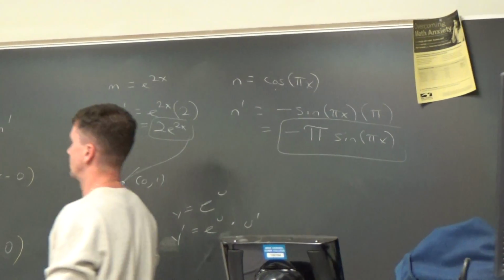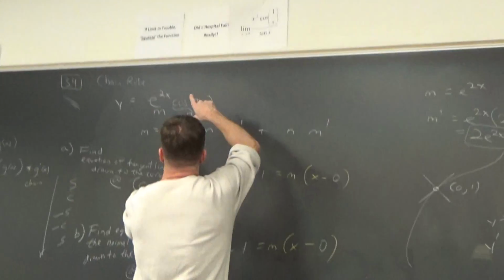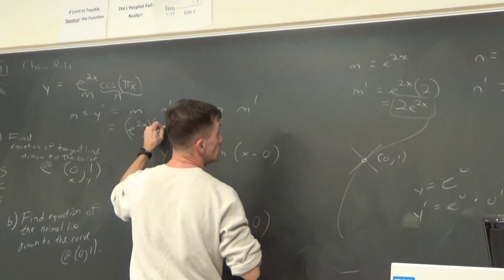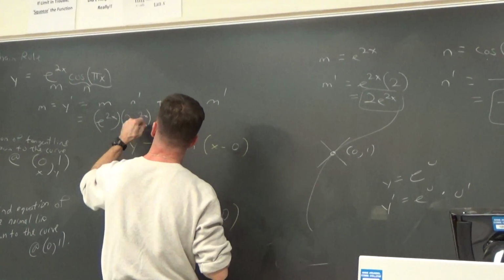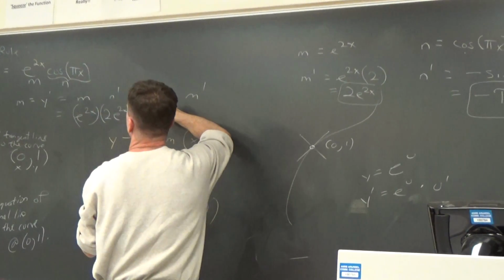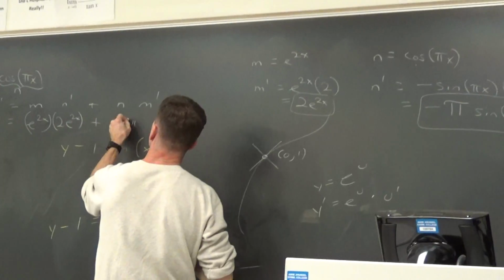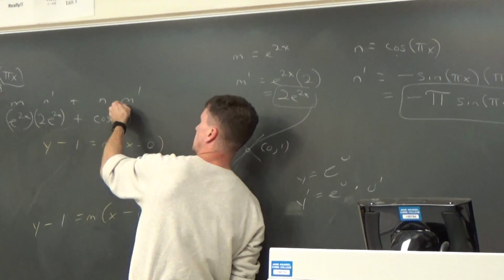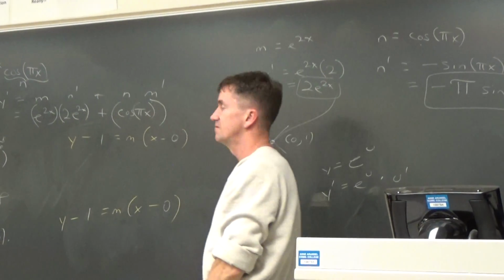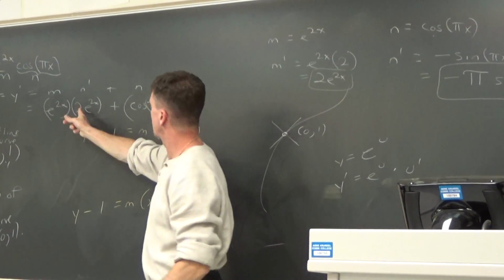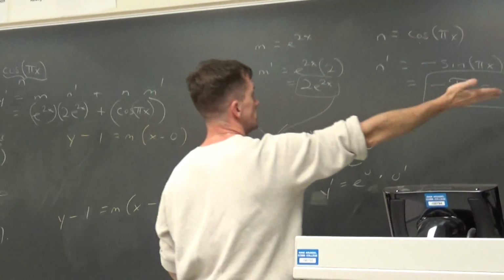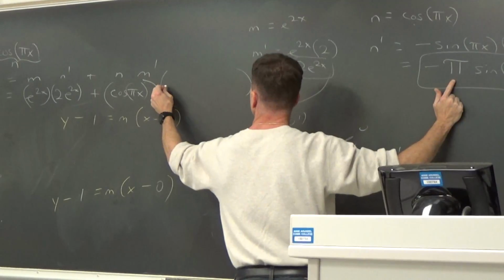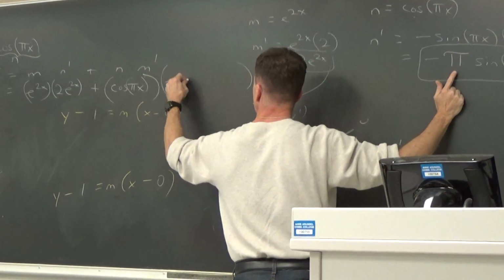Now, where am I going to jam all this? All right, let's check it in here. You ready? There's e to the 2x. There's 2e to the 2x. There's cosine of pi x. Some of you do this. Some of you do this. That's okay. There's m. There's m prime. There's n. And lastly, what's m prime? M prime is negative, not a subtraction sign, but negative pi.